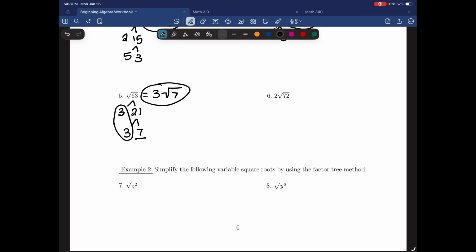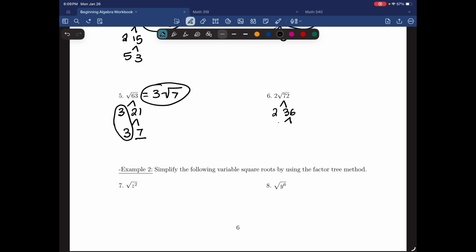Looking at example number 6, I encourage you to pause the video and try this one on your own. And assuming you have given it a go, let's go through this. So we have 2 times the square root of 72. I'm going to start off by dividing by 2 because it's even. So 72 divided by 2 is 36.